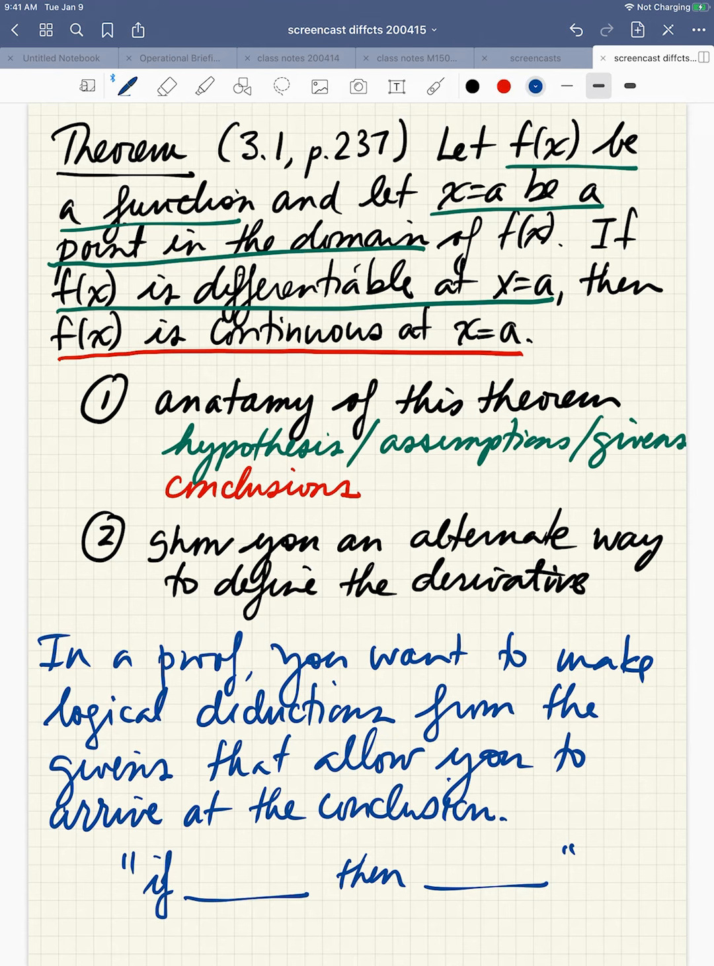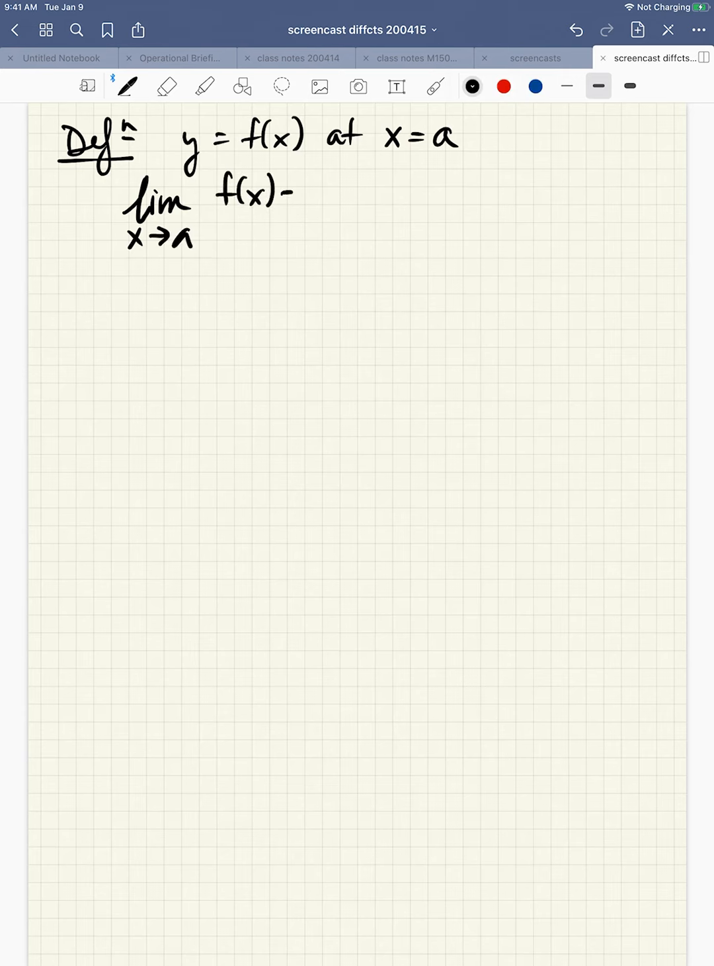Now, number two, I'm going to show you an alternate way to define the derivative. So here's an alternate definition. If I've got y equals f of x, and x equals a is a point in the domain, I can define the derivative as follows. The limit as x goes to a of f of x minus f of a over x minus a, that is f prime of a.